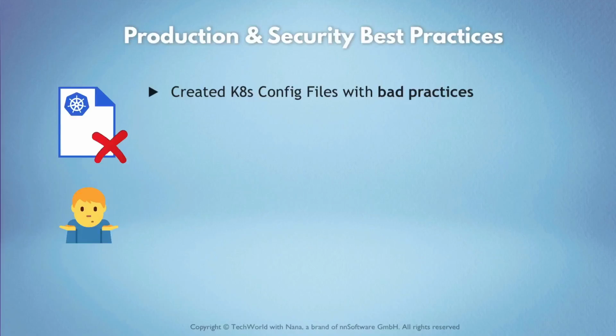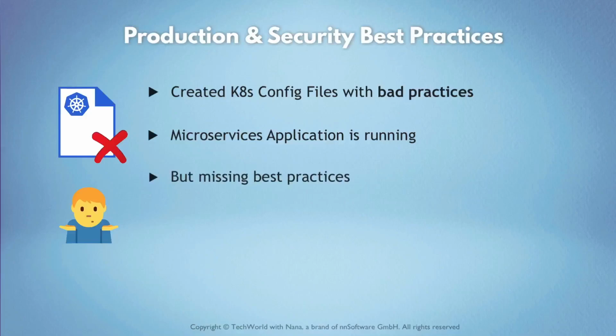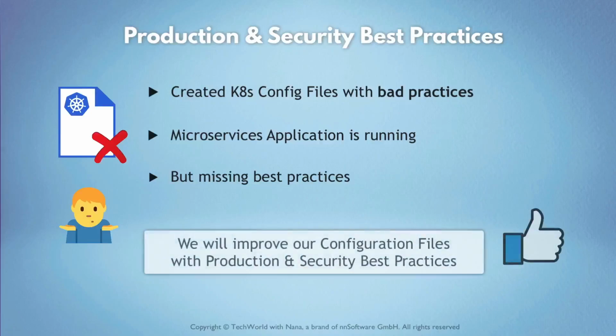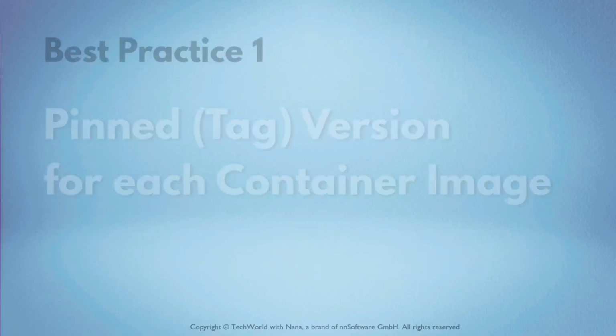So basically, even though the microservices application is running fine and we don't have any problems, we actually created the Kubernetes YAML files with several bad practices. So in this lecture, we're going to learn different Kubernetes best practices, and we will improve our configuration files for all our microservices using these best practices one by one.